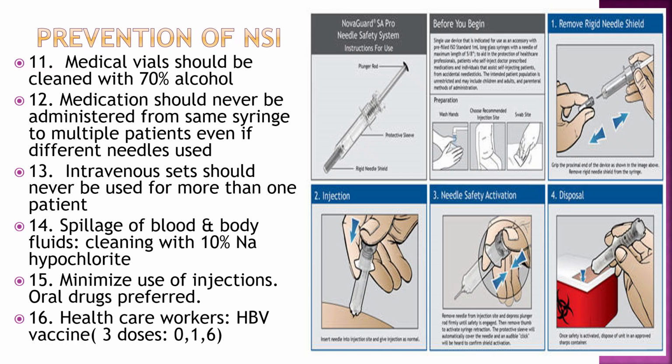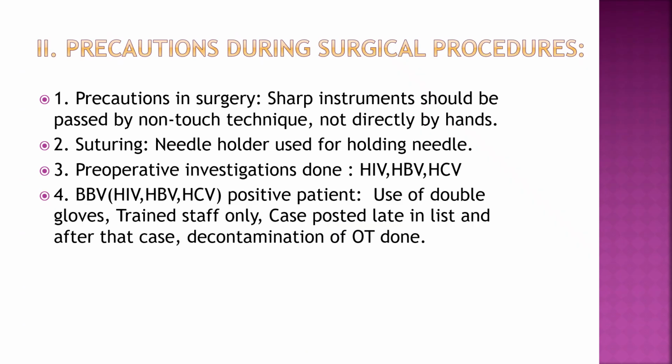Healthcare workers should be vaccinated with 3 doses of the hepatitis B vaccine, that is first dose, then second dose after 1 month, and third dose after 6 months. So 0, 1, 6. So hepatitis B vaccine is available, so every healthcare worker should be vaccinated, because for other HIV and other HCV vaccines are not there, but what vaccine we are having, that we should use.